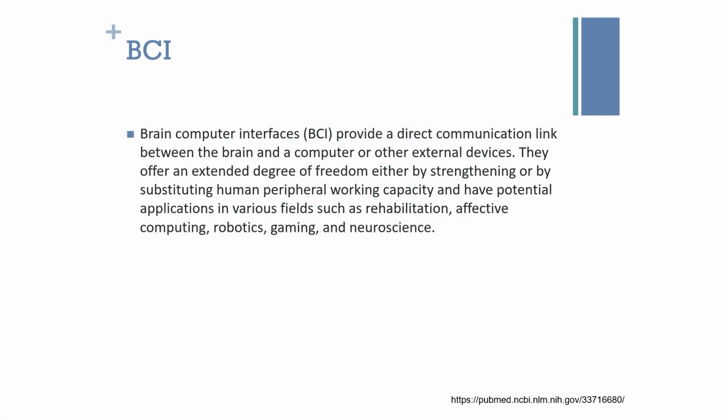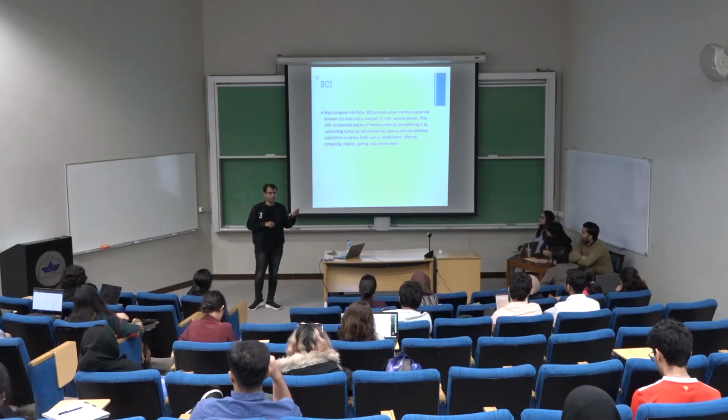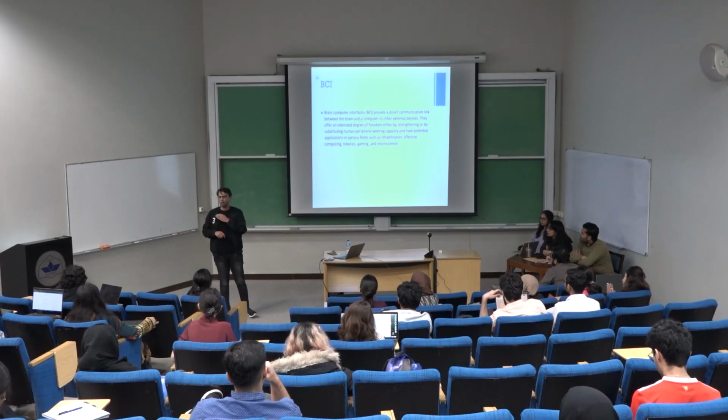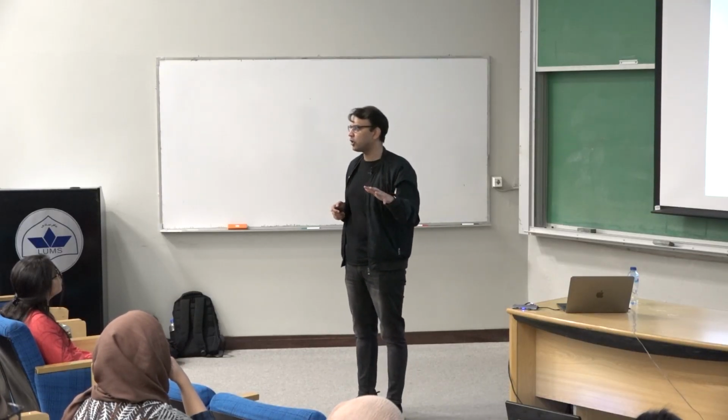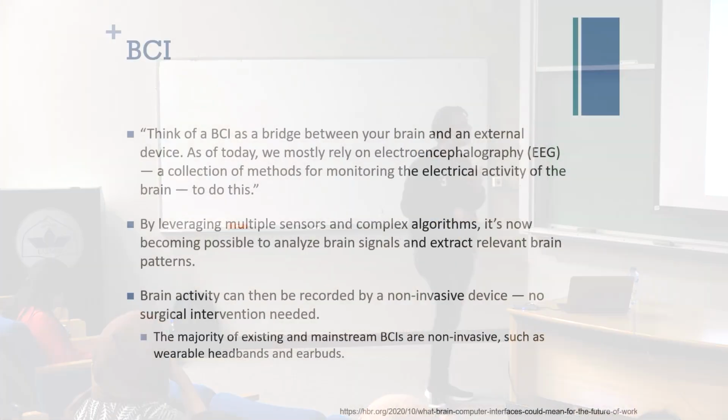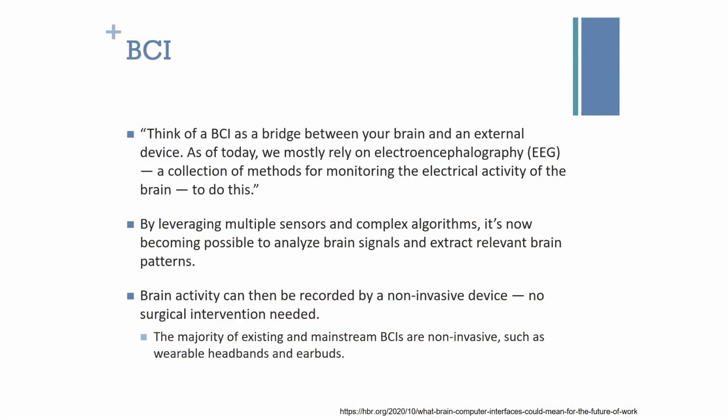So BCI, I'll close in the last 2 minutes, is a brain-computer interface that provides a direct communication link between the brain and the computer or other external devices, right? So it's a computer or anything else, because the drone was not really a computer, but it was an external device. They offer an extended degree of freedom, either by strengthening or by substituting human peripheral working capacity. And they can be used for rehab, affective computing, robots, gaming, and neuroscience. Rehab, you will see in the next class, it has very impressive work. You'll be amazed, and you will say that if I have funding, I'll actually invest in this project, because you can make people live a very happy, healthy life, right? So it's a bridge between your brain and an external device.